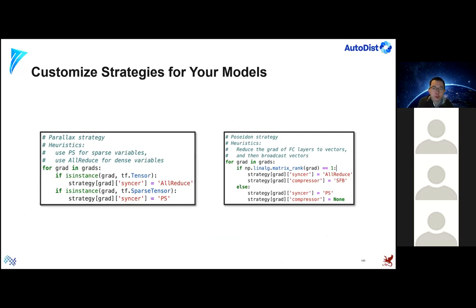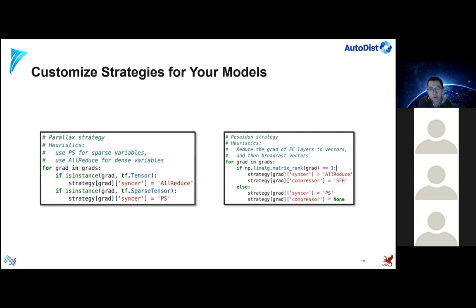Also, customizing a new strategy builder with new optimization techniques in AutoDisk is made much simpler. It can be done mostly in Python instead of writing your own distributed system. So this eliminates the need to recreate systems when we want to perform some sort of novel optimization when a new model emerges, like I mentioned at the first slide of this part. And it also greatly lowers the barrier of using and programming distributed ML.